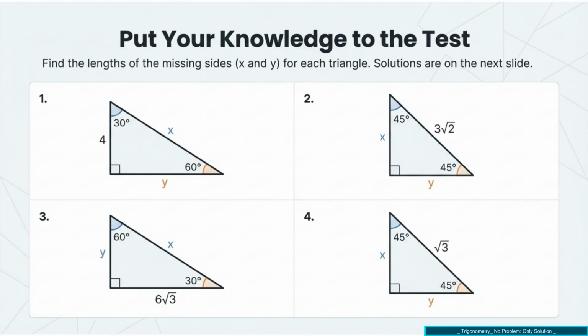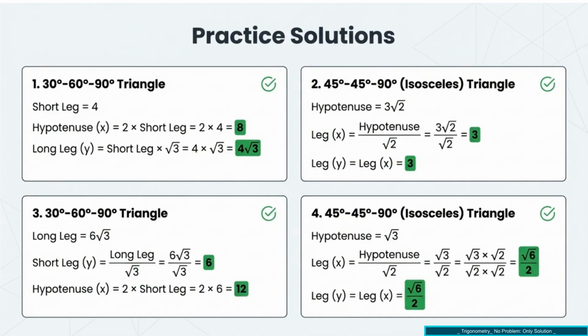Now, put your knowledge to the test. Find the lengths of the missing sides x and y for these 4 practice triangles. Pause the video now to work out the solutions. Here are the practice solutions. Review the steps for each problem, ensuring you correctly applied the rules for the 30 by 60 by 90 and 45 by 45 by 90 triangles to find the missing sides.